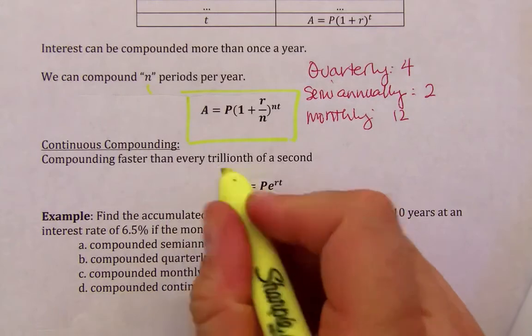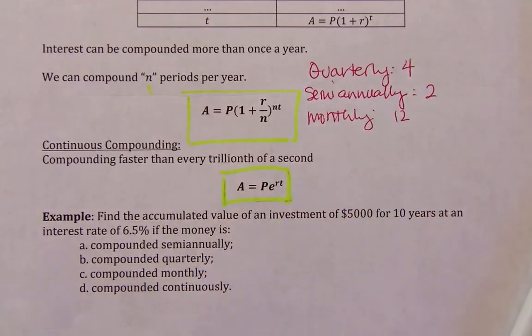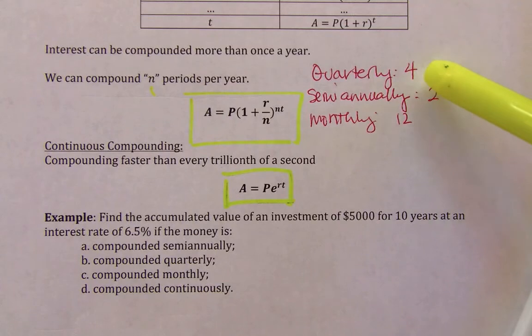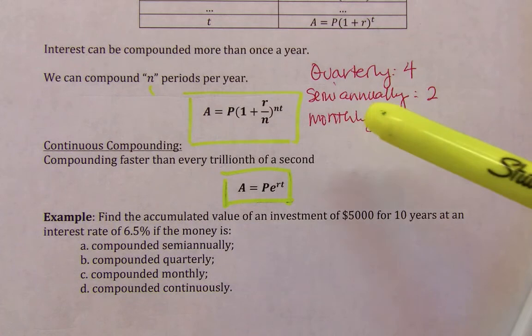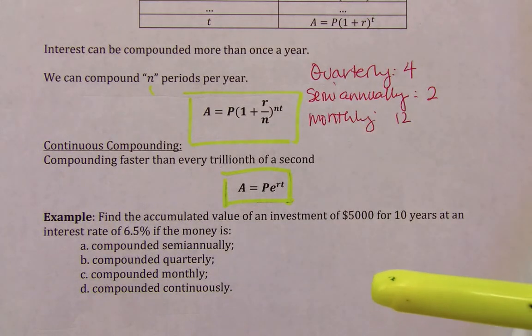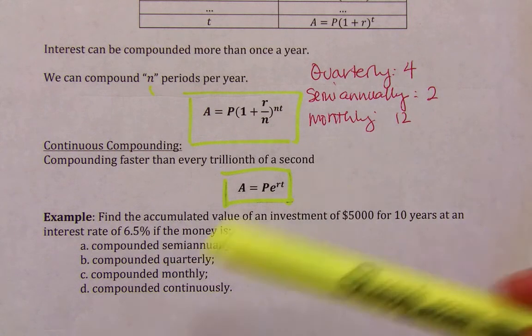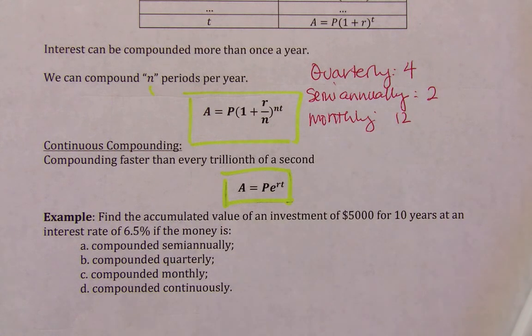Now, we can compound our interest faster and faster. So like I said, it could be semi-annually, twice a year, or 4 times a year, or monthly, 12 times a year, or I could say I wanted to do it weekly, 52 times a year, or let's say I wanted to do it daily, 365 times a year. I'm compounding my interest. I'm calculating how much interest I've earned on my money.